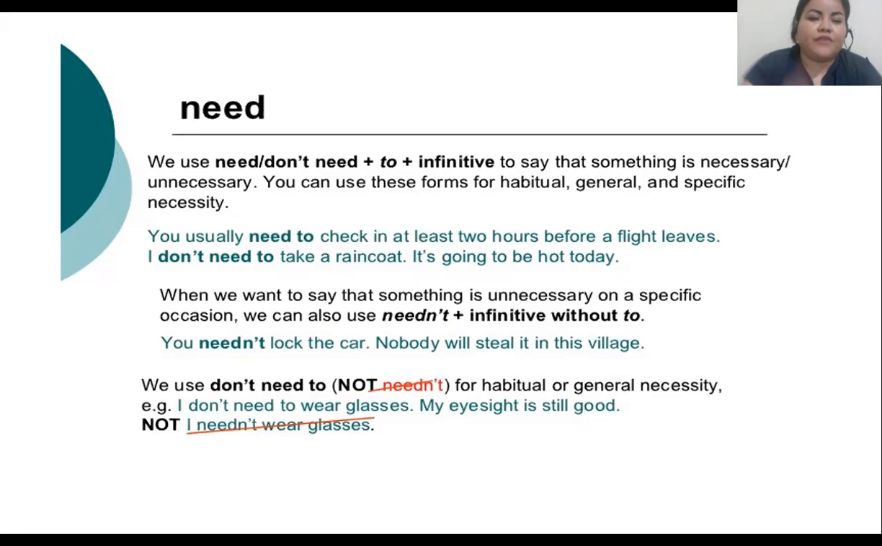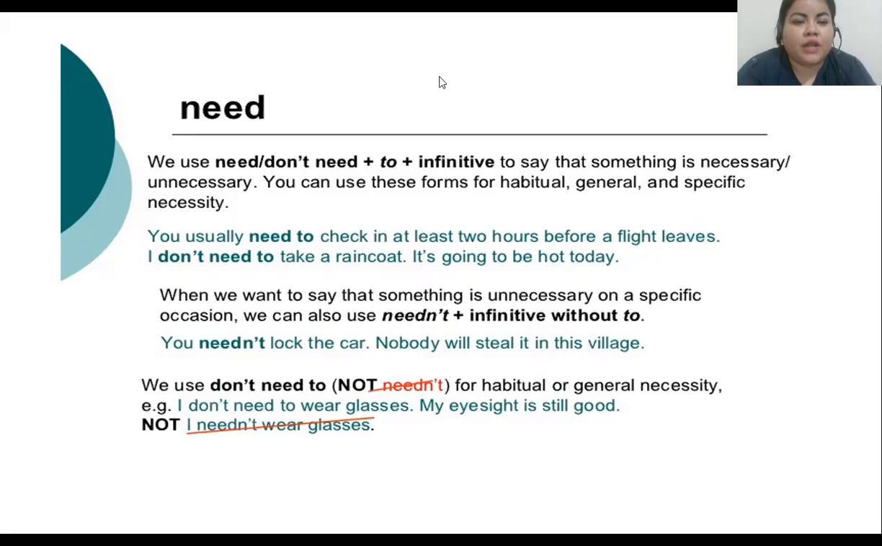Very good. Look at the first example. In example number one, it says, you usually need to check in at least 2 hours before a flight leaves. When you go to the airport, right, and you're going to fly to another country, you need to check in at least 2 hours first. And for example, today, if you say, I don't need to take a raincoat, it's going to be hot today. Todos dijeron eso en la mañana, no voy a llevarme una sombrilla, right? Porque no va a llover y llovió. Right? I don't need to take a raincoat, it's going to be hot today. Right.